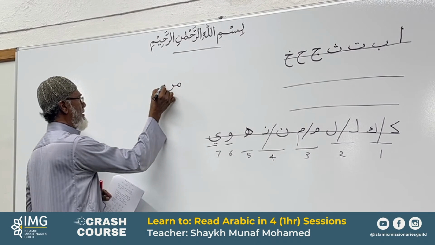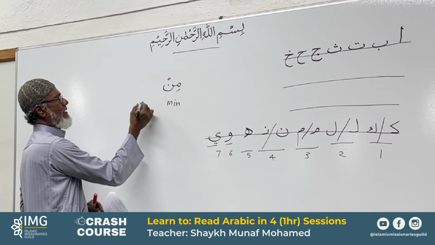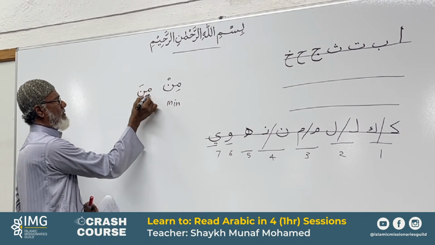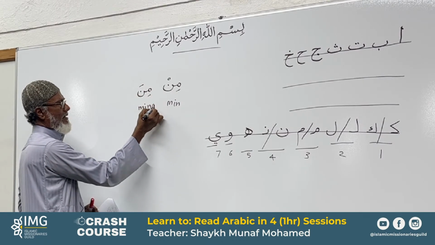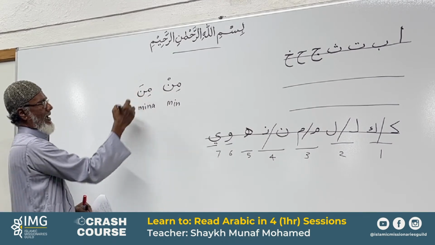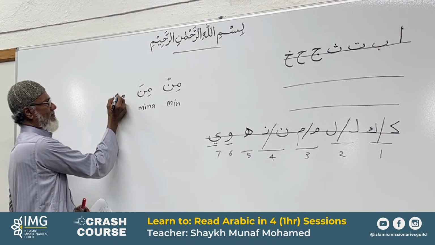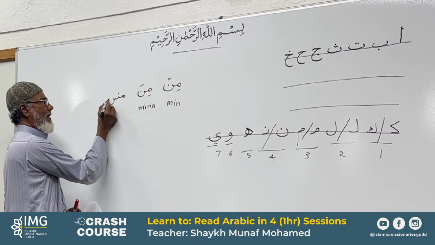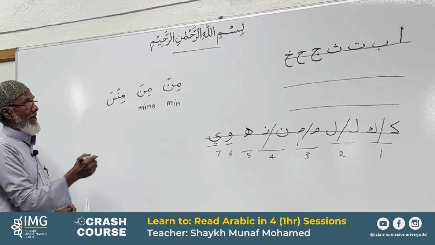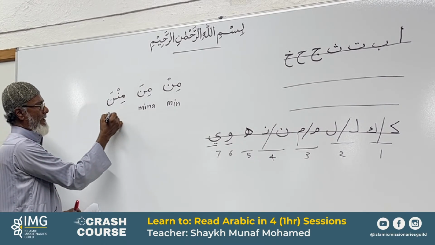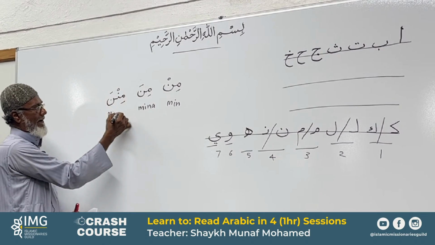So we have this word, which we said is what? That's min. And then this one with a fatha on the noon is mi, na. So this is min, this is mi, na. And then we have the first part of it, and then this one. So we have min, na. All right? So this is min, up to this part. And then we have na.